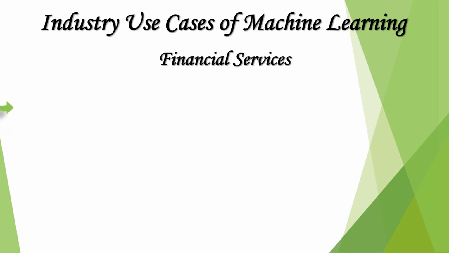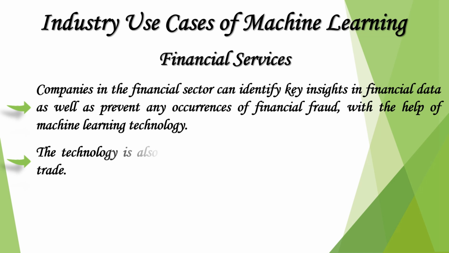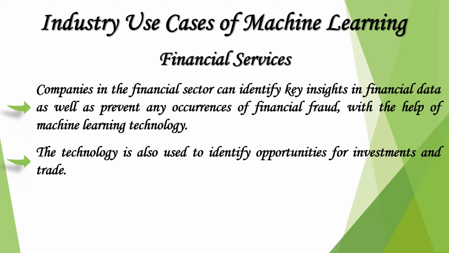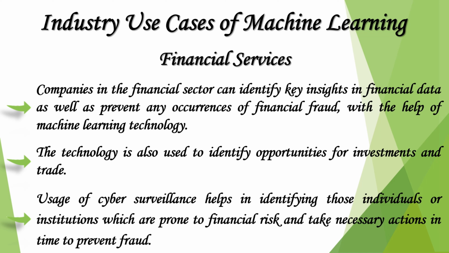Financial services. Companies in the financial sector can identify key insights in financial data as well as prevent any occurrences of financial fraud with the help of machine learning technology. The technology is also used to identify opportunities for investments and trade. Usage of cyber surveillance helps in identifying those individuals or institutions which are prone to financial risk and take necessary actions in time to prevent fraud.